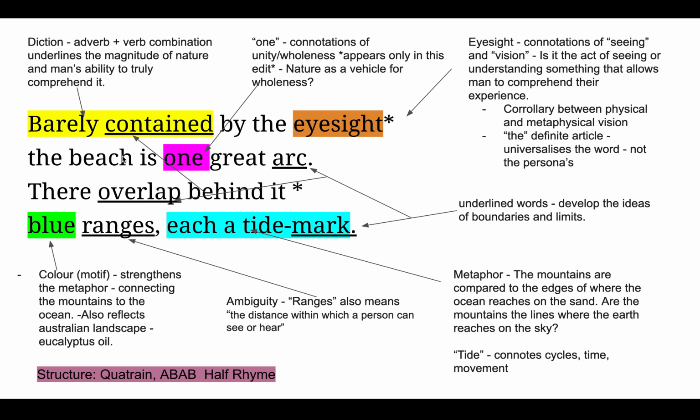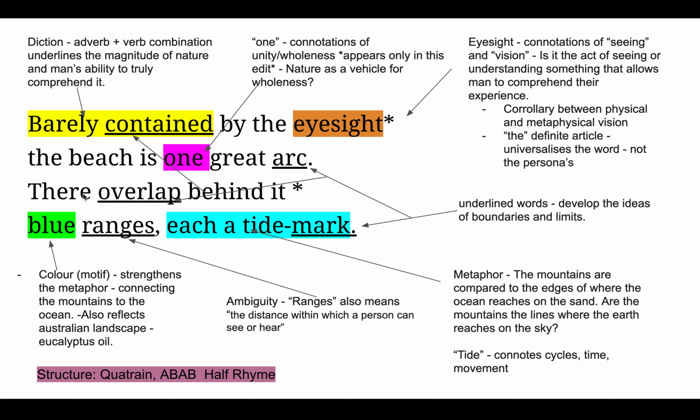The beach is one great arc. I've highlighted here that one has connotations of unity and wholeness. Now, it's interesting to note that in the version that I had put up originally, prior to the 2014 version, the word one isn't there. Okay, it actually is: the beach makes one great arc, like the idea that nature is creating something. But here it's saying it is one great arc. So is nature a vehicle for wholeness? It's a question that perhaps that raises.